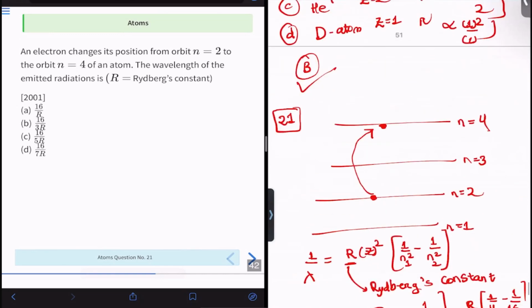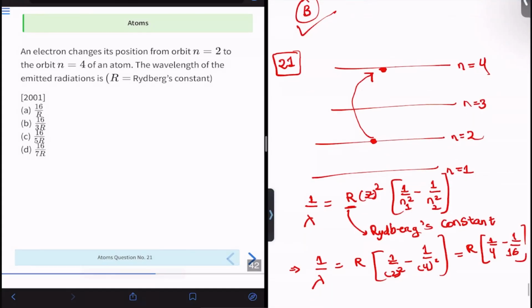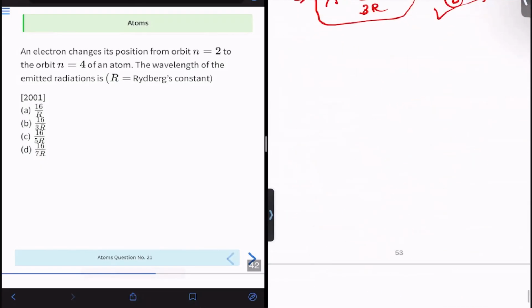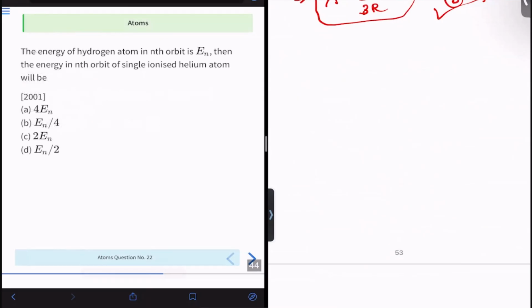Did you understand what happened here? In question number 21, an electron moved from n equal to 2 to n equal to 4, and you had to find out the value of lambda. It is a very easy question. You just need to remember this formula, then you can calculate the answer. Okay, guys, with this, I'll move to question number 22.